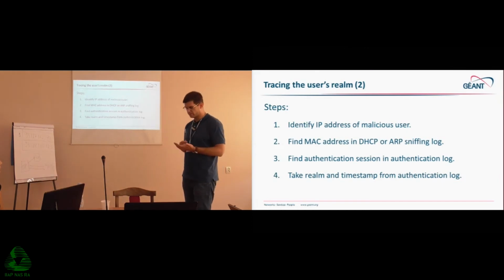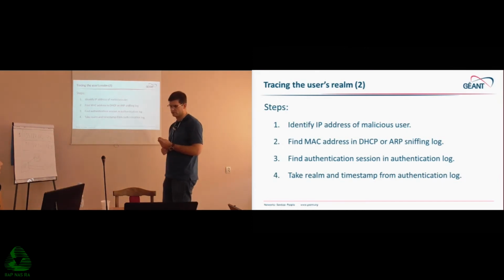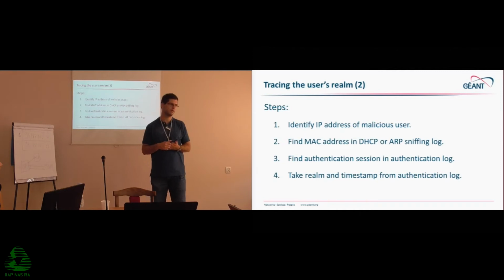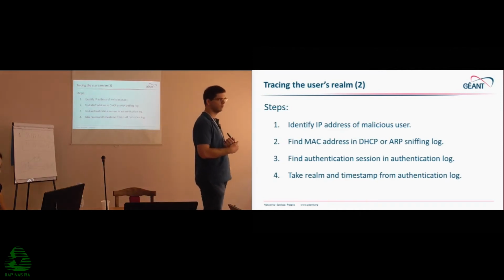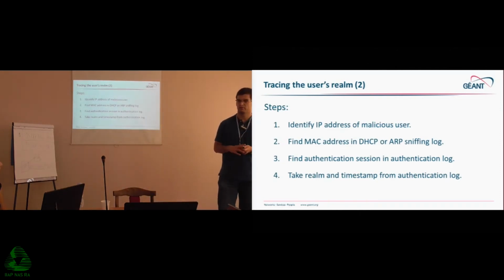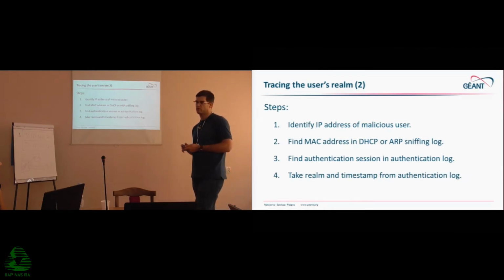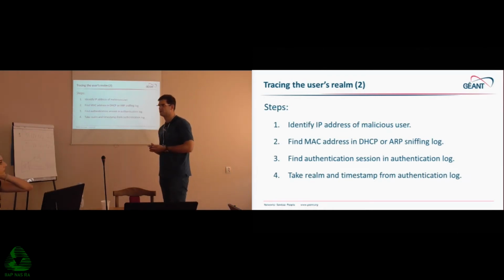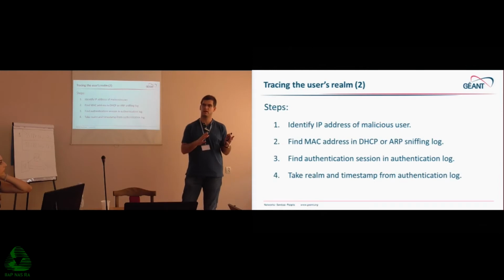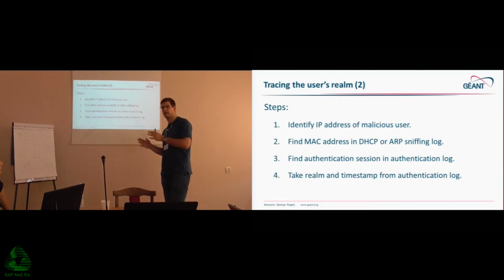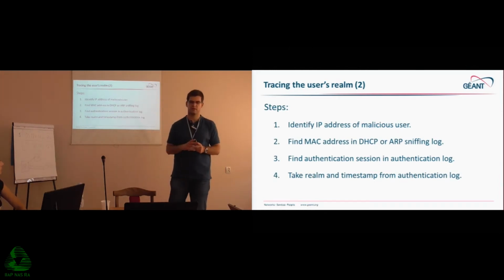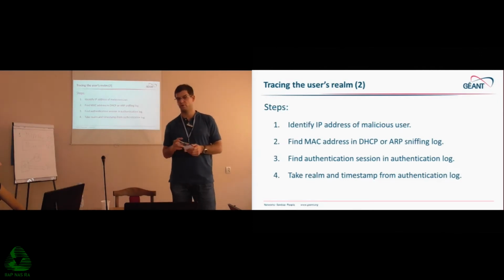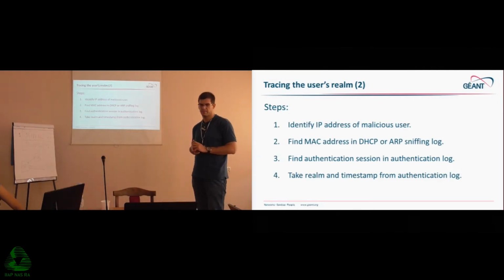So what are the steps when identifying the user? First, identify the IP address of the malicious user. How do you do that? Well, by keeping the DHCP logs. Then in the DHCP logs, you find the IP address and the corresponding MAC address that this IP address was assigned to, or you can use ARP sniffing logs.